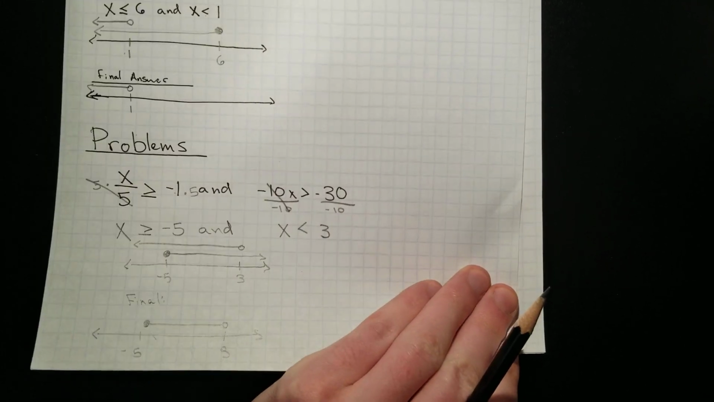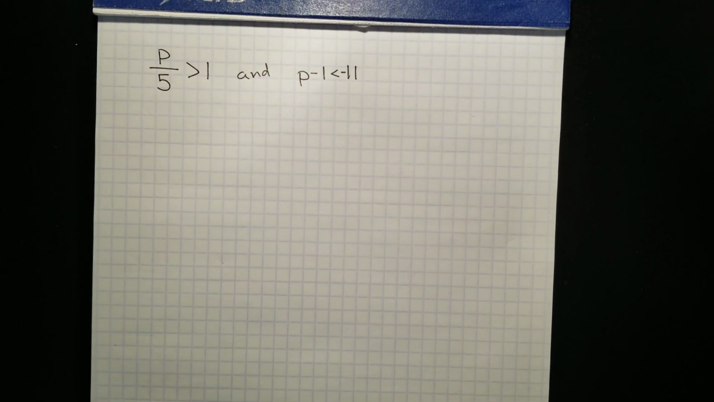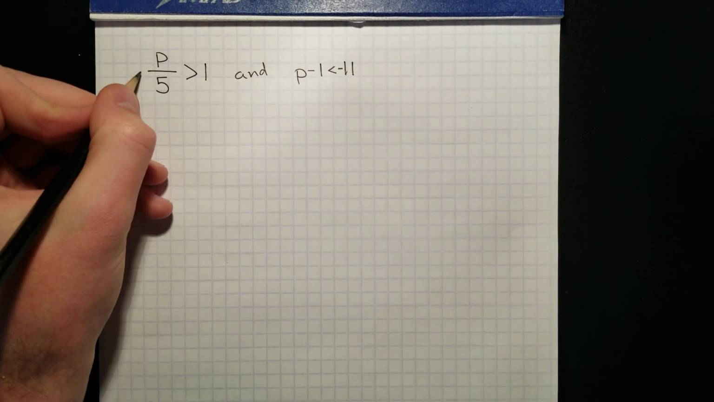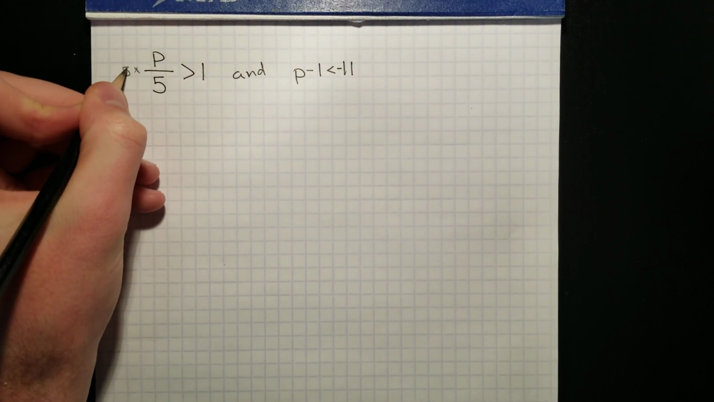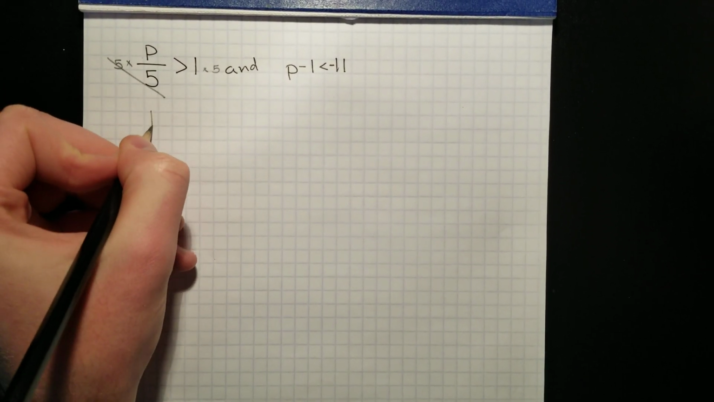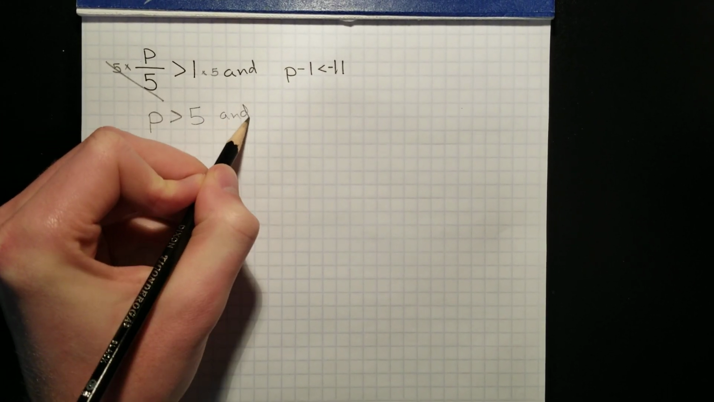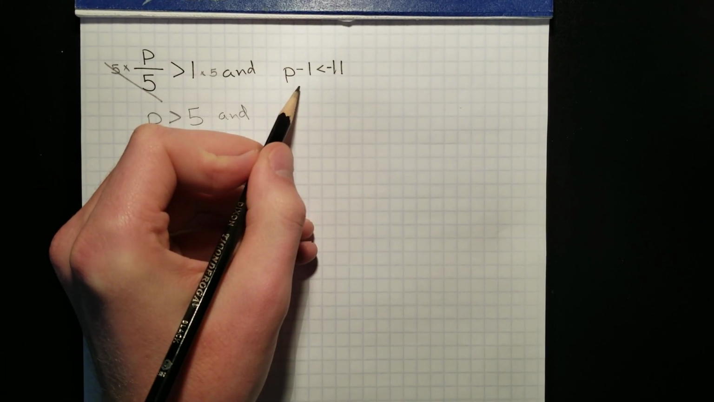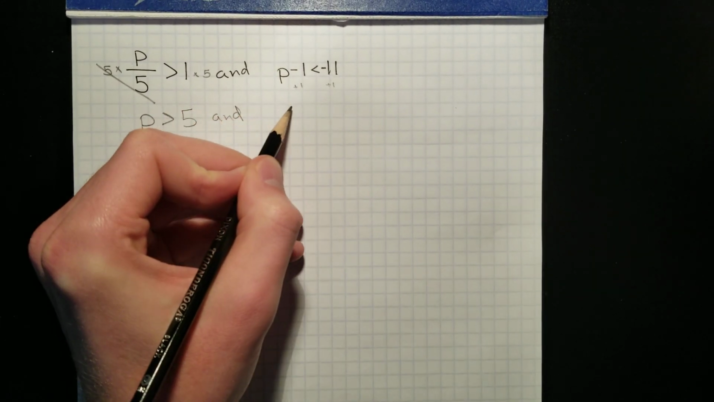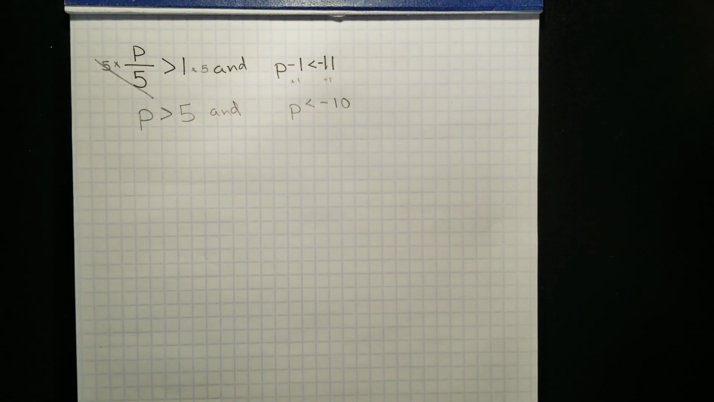Now, if we go to a different kind of example, something fairly similar. Again, we have another variable being divided by 5. So the exact same thing happens here. We're going to multiply by 5 on both sides to get rid of that. Cancels. So you have p is greater than 1 times 5, which is 5. And here we have p minus 1 is less than -11. So we're going to add 1 to both sides. So p is less than -10.